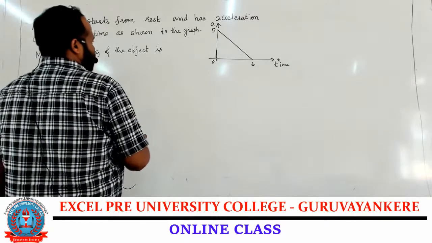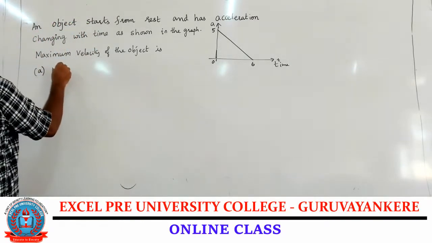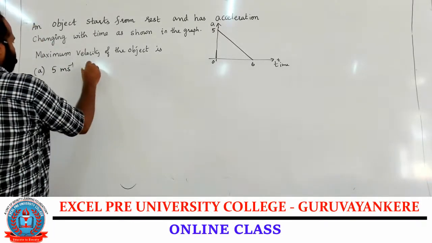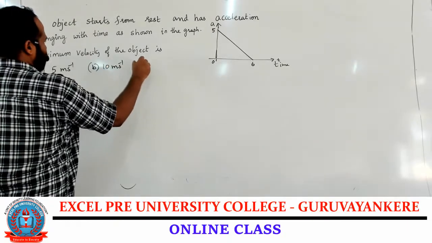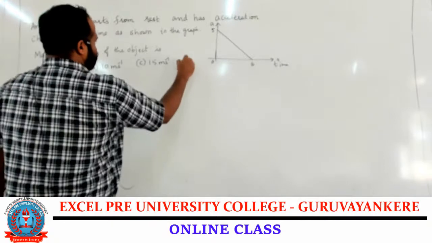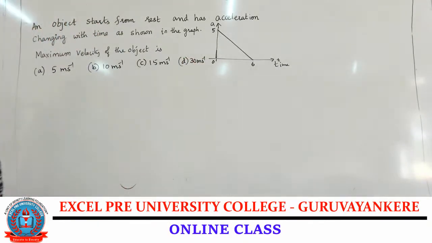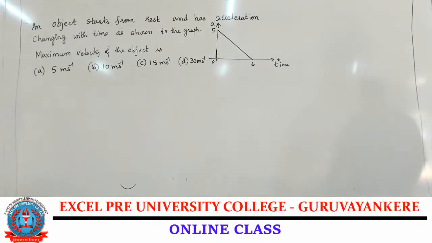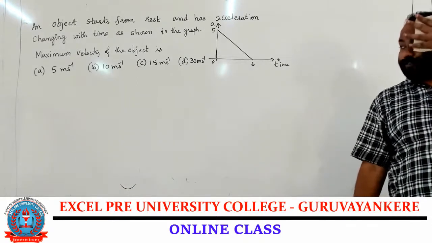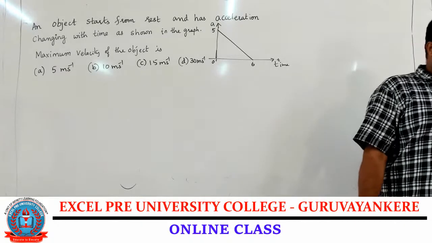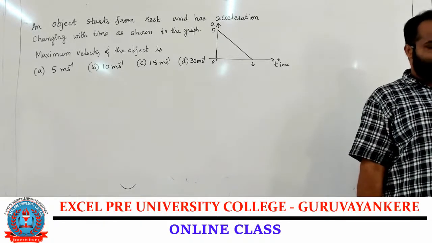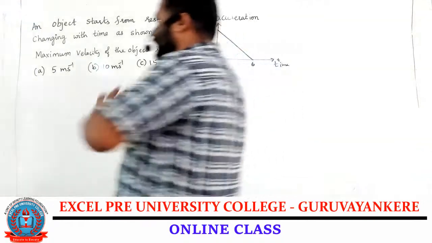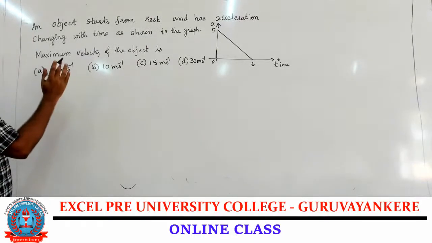Then maximum velocity of the object is, your options are: A 5 meter per second, option B 10 meter per second, option C 15 meter per second, option D 30 meter per second. How to solve this problem now? AT graph, and they have asked us to calculate change in velocity, or rather maximum velocity. They have asked us to calculate maximum velocity. So how to do it? Any doubt? Any ideas? See, idea is based on the graph only you need to do. That is why graph is given.